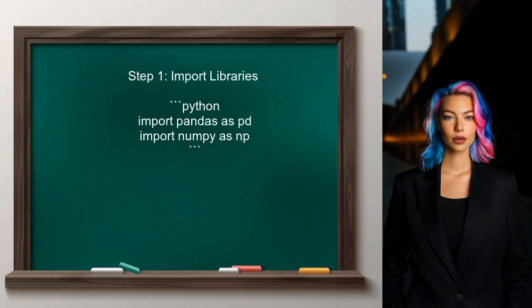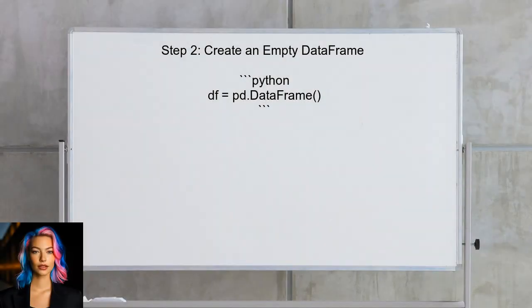To convert a NumPy array into a data frame column, the user should first ensure they have imported the necessary libraries. Specifically, they need to import Pandas and NumPy. Next, the user should create an empty data frame. This can be done using the Pandas library. The user can initialize the data frame with an empty constructor.